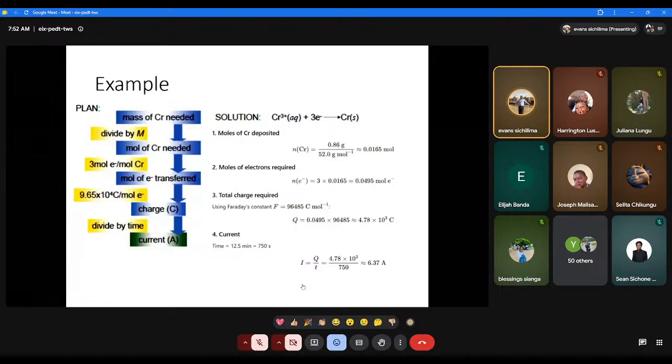That's great. Yeah, so there we have it. We have our current calculated. So you can be given anything. You can start from anywhere, as long as you know your manipulation, the stoichiometry of your electrolysis. Yeah, you can manipulate anything and come up with anything that you need to know in these calculations. So you can determine the current, you can determine the voltage, you can determine anything.